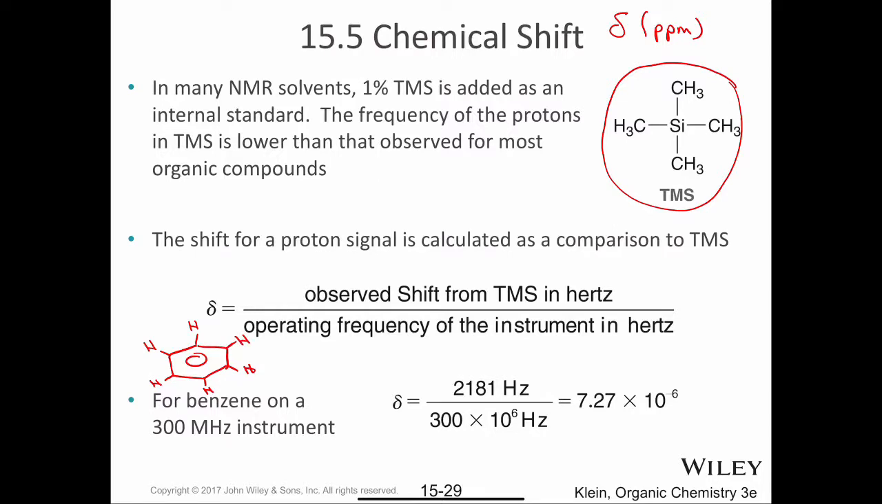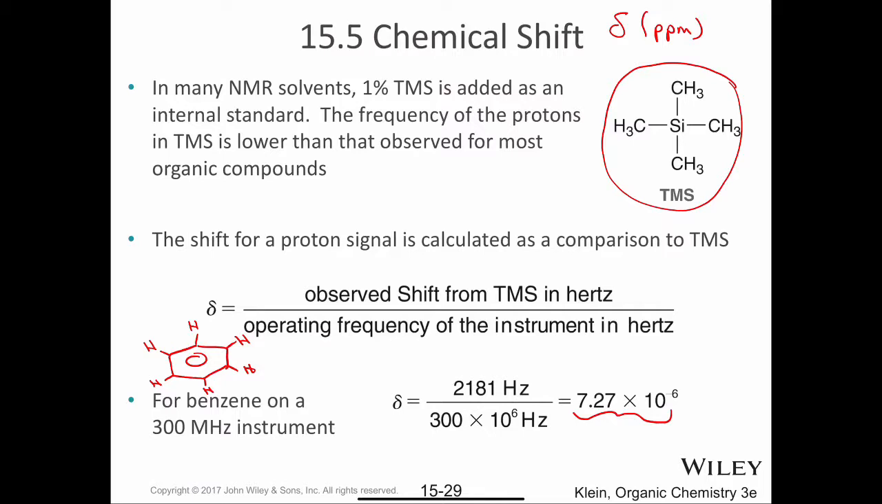But when I run the NMR spectrum of benzene on a 300 megahertz instrument, what I see is that the shift of those protons from tetramethylsilane in hertz, when I divide that by the operating frequency of the instrument, which is 300 times 10 to the 6 hertz, I end up with this number, 7.27 times 10 to the negative 6. And we're going to see that number again when we use an instrument that operates at a different frequency.